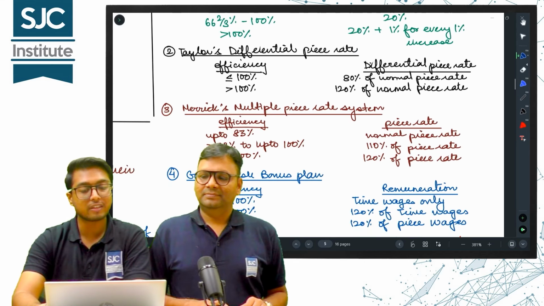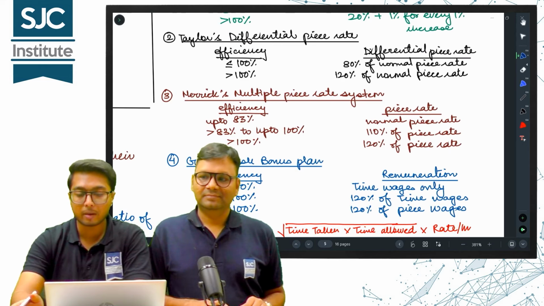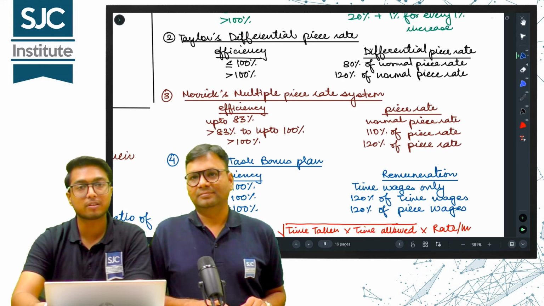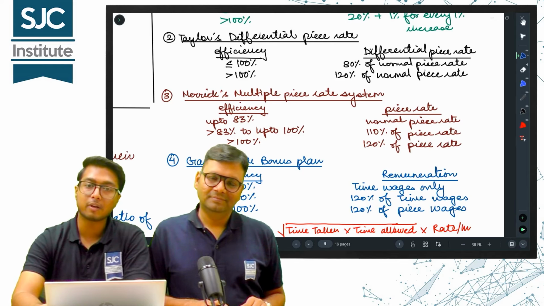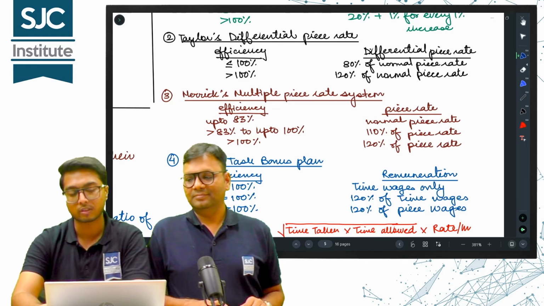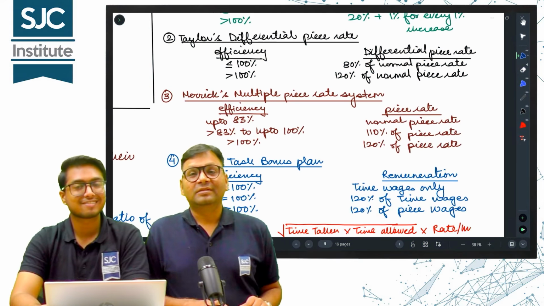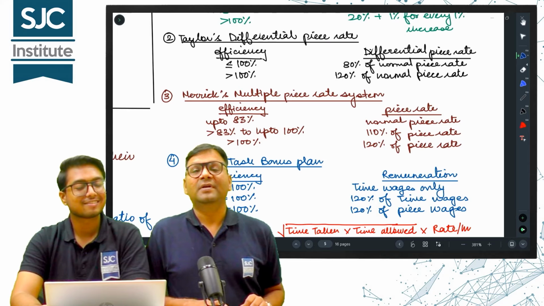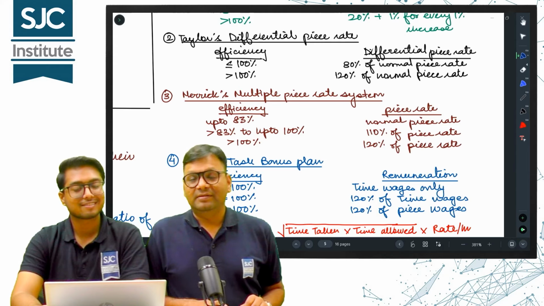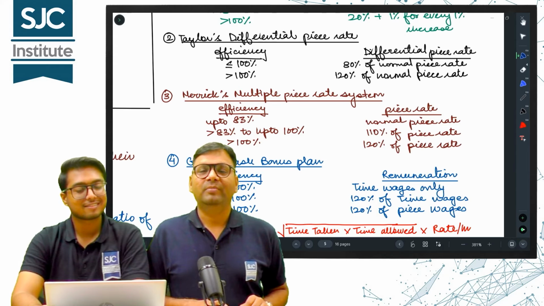Second, the Taylor's differential piece rate. If your efficiency is less than or equal to 100%, you will get 80% of normal piece rate. But if your efficiency is more than 100%, you will get 120% of normal piece rate as bonus. So if you see, Taylor was very shrewd. Even if our workers are achieving 100% efficiency, he was not willing to give even the normal piece rate. He said, I will give you only 80% if you are only achieving up to 100%.